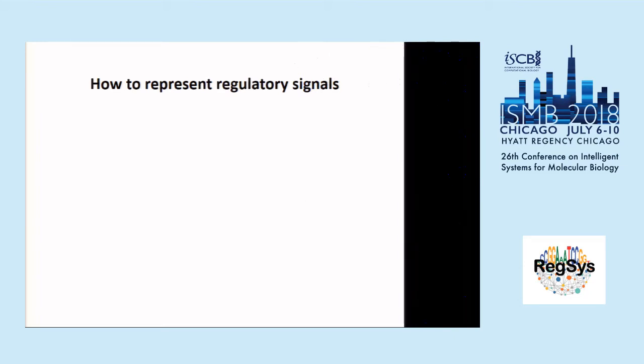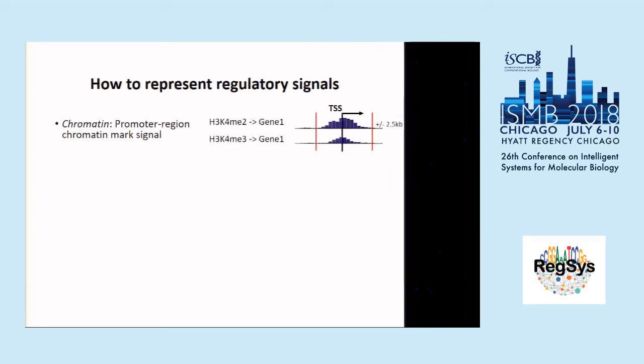So we're really interested in learning which types of regulatory signals are the best predictors of expression, and also how to represent them. I'll briefly describe how we're currently representing the signals. We have 8 or 9 different chromatin marks measured from each of the 2 data sets. For each gene, we represent the chromatin mark signal as the average signal in a small window around the gene's transcription start site.